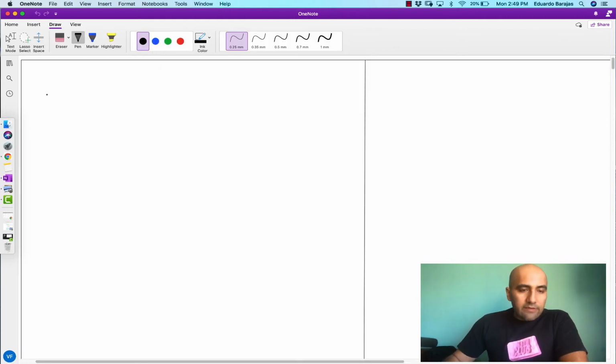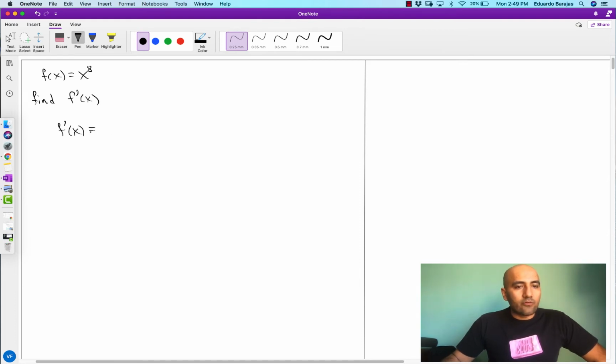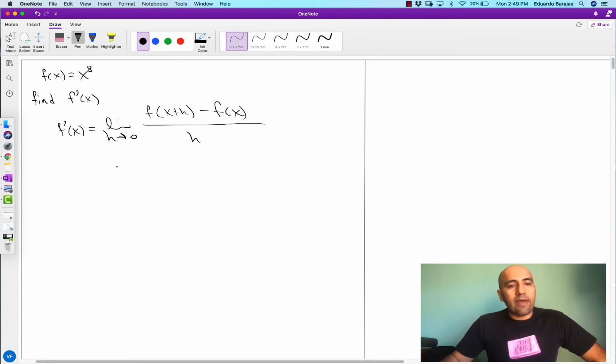Okay, so for example, if we were given f of x equals x to the 8th power, find f prime of x, right? Find the derivative. Yes, of course, we can always go back to our definition. If you love the definition, the derivative of x is equal to the limit as h goes to 0 of f of x plus h minus f of x all over h, right? And so you can just go back to this definition if you really like it, but we have a pattern.